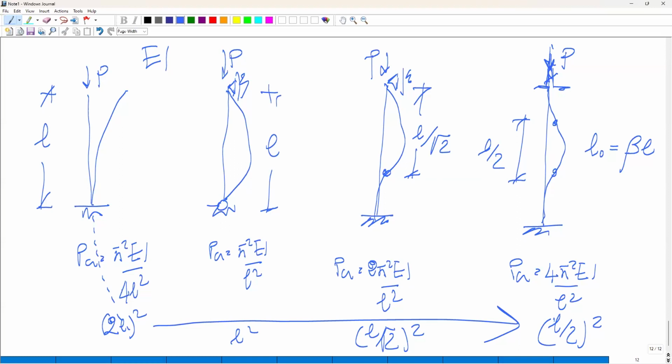So just to summarize, we have a few more minutes. Well, you see, the critical load depends on the span, on the length. But in a building, we cannot say, oh, we need a higher critical load, so I shorten the height of the building. The height of the building is fixed, you cannot change that.